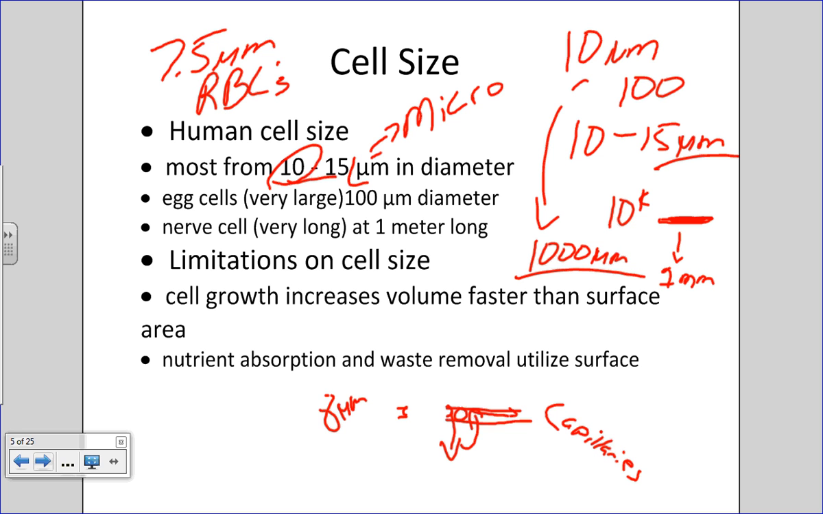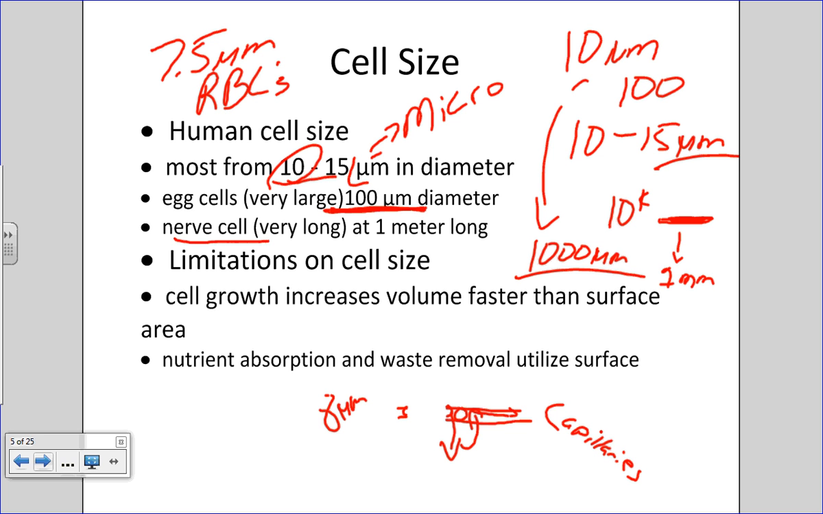Egg cells, or the ova, are about the largest that you're going to find in humans. They're about 100 micrometers in diameter. We use this sex cell, or what we call a gamete, for reproductive purposes. It's funny that the egg is actually the largest cell and the sperm is one of the smallest cells you'll find. But those two work together to help form an organism.